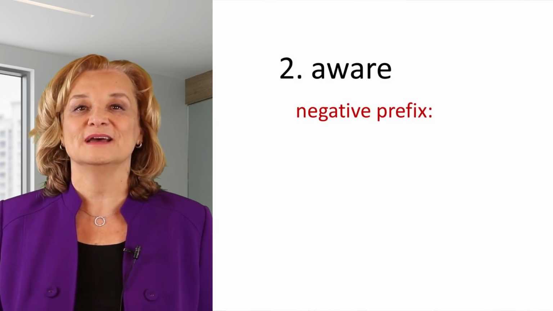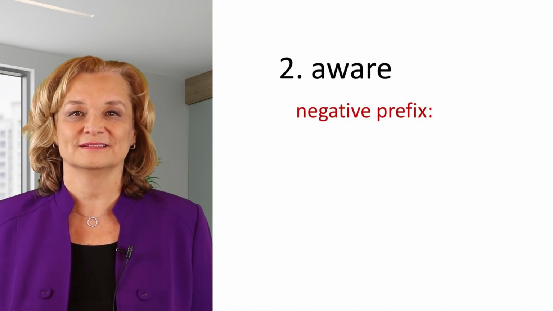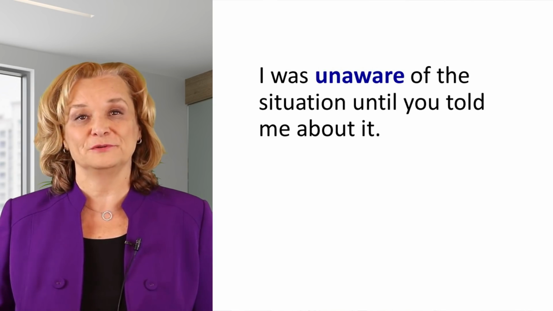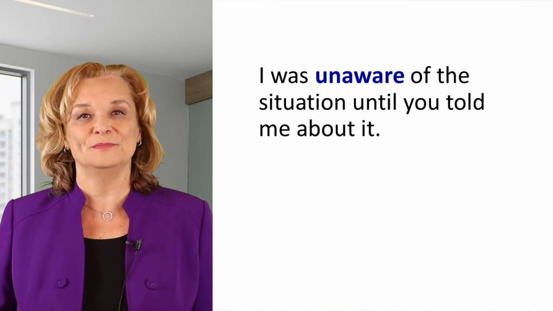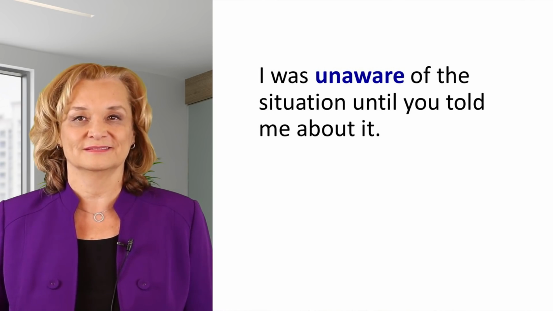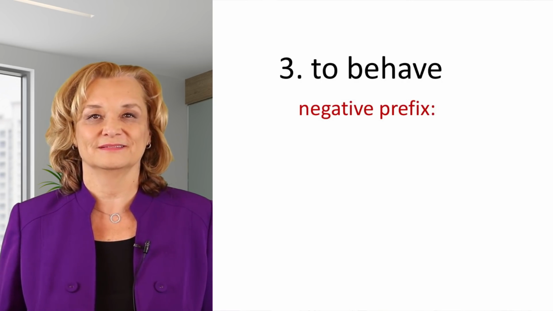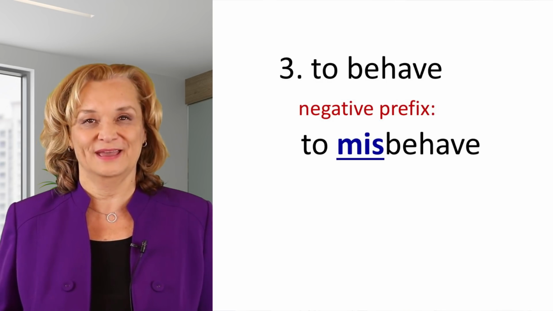The next one is aware. What is a negative prefix? Unaware. Unaware. Repeat after me. I was unaware of the situation until you told me about it. The next one is a verb, to behave. What is the prefix? To misbehave.